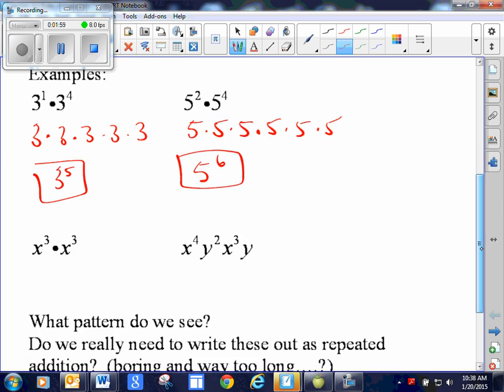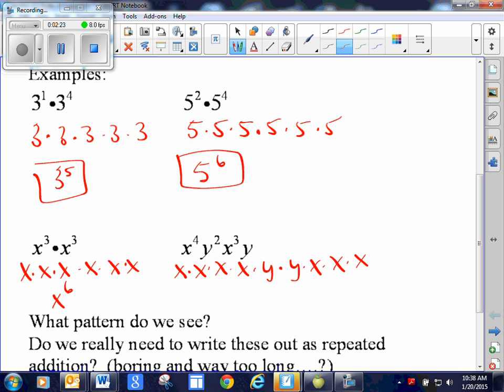Let's do a couple algebraic ones with variables. X times X times X times X times X times X. Count them up. 1, 2, 3, 4, 5, 6, X to the 6th. And oh, here's a longer one. 1, 2, 3, 4 X's, 2 Y's, 3 more X's, and 1 Y on the end. Put them back together. X, and we have how many of them? 1, 2, 3, 4, 5, 6, 7. And we have Y as a base, and the exponent is 3.